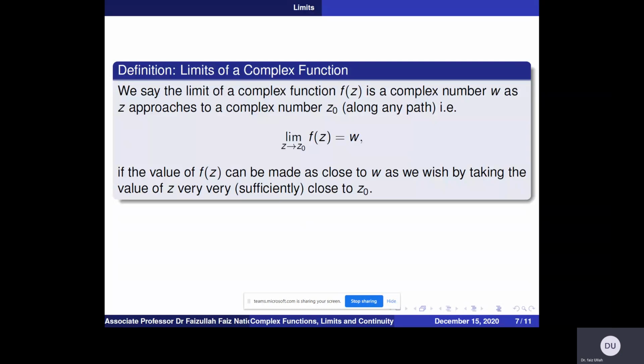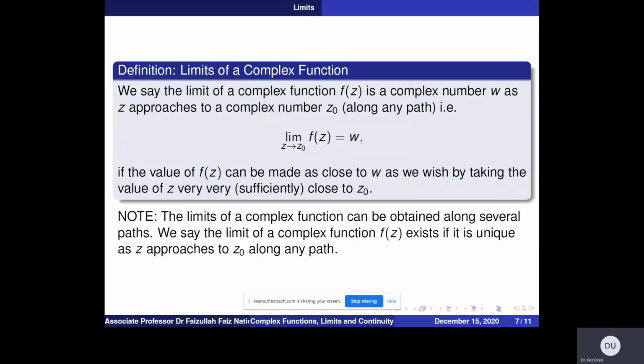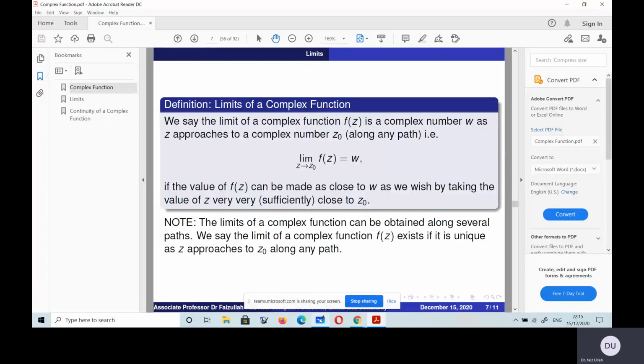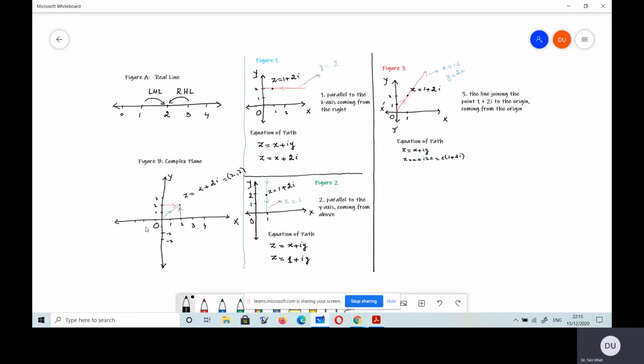Here we have to note that the main difference in the case of limits for a complex function is that we can take these limits along several paths. And if we have unique solution along all paths, we will say that the limits of a complex function exist. For example, look at this figure number A. In figure A, this is a real number 2, and we can take limits from only two sides. We can come from right hand side, we can also come towards 2 from left hand side.